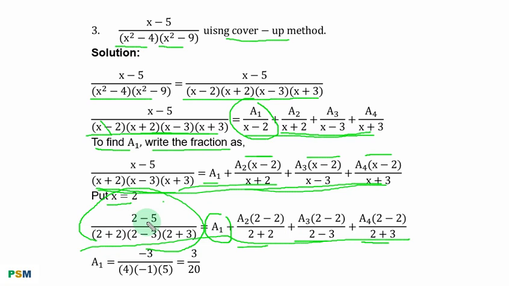2 − 5 is −3. If you add, you have 4 − 1, and 5. You multiply together. If you divide a negative number by another negative number, the result is positive. So you have 3 over 20 as the value of A1.